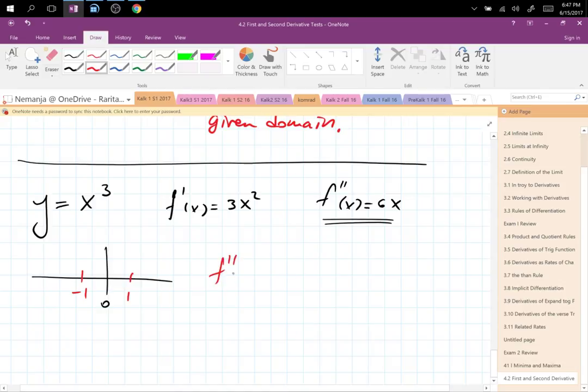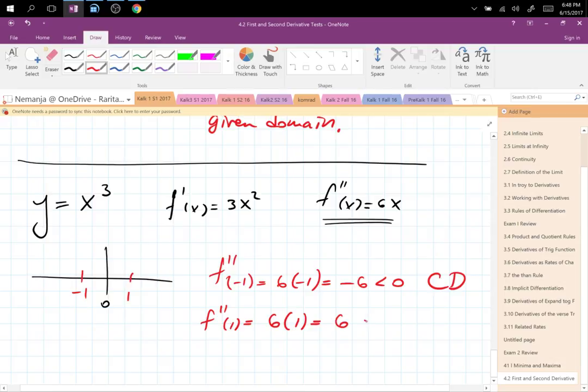The second derivative computed at -1 is going to be 6 times -1, which is -6, less than 0, concave down. F double prime of 1 is 6 times 1 equals 6. Concave up, because this one is larger than 0. Now, we don't draw the shapes, we just say concave up, concave down. So concave down and concave up, that's sufficient.